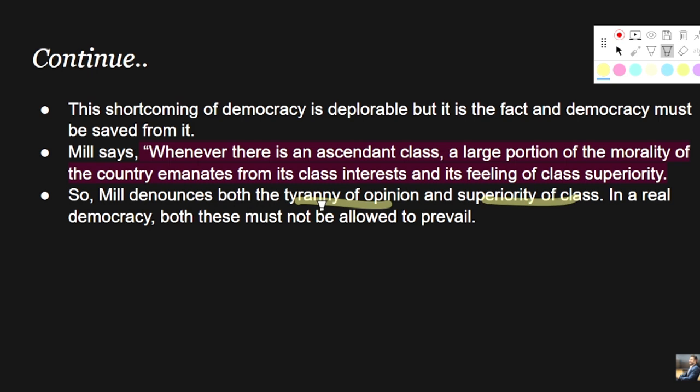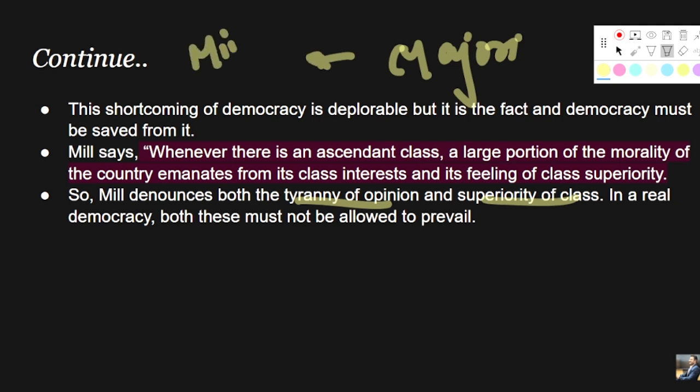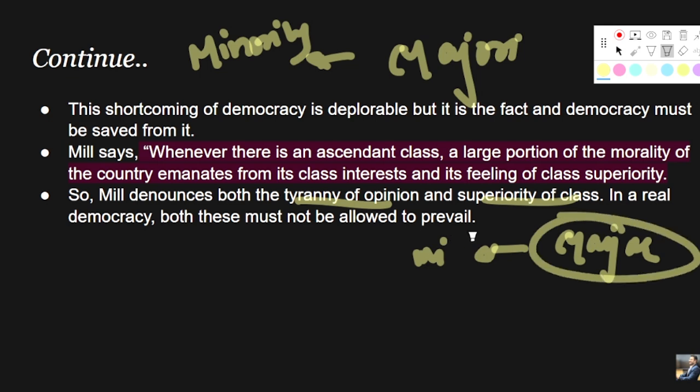Mill is strongly against tyranny of opinion. What is tyranny of opinion? That the opinion of the majority, or the opinion which is surfacing from the ascending class, should not be imposed upon the minority. This is what Mill is talking about. So Mill basically denounces both tyranny of opinion and superiority of class. Why? Because in representative government there will always be chances of exploitation where the majority will start exploiting the minority. Why? Because they are in power, right?